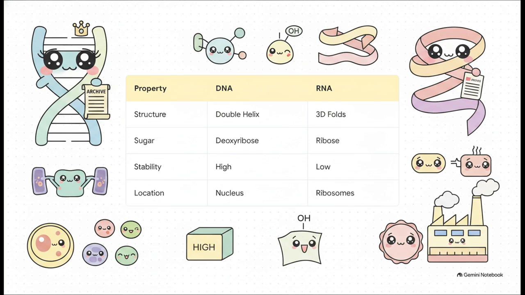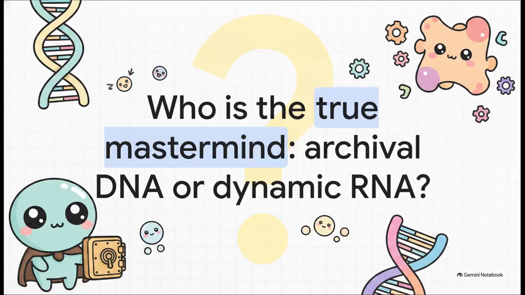RNA, on the other hand, intentionally has low stability. It's designed for rapid cellular turnover. It is the dynamic disposable photocopy actively working out on the factory floor, found in the nucleolus, the nucleus, the cytoplasm, and the ribosomes. So we have always been taught that DNA is the indisputable boss, right?